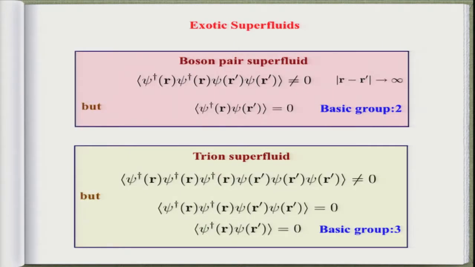Okay? Now, do we have a situation like this? We have a superfluid where we have the off-diagonal long-range order in a two-body density matrix, but not a one-body density matrix. Okay? Or can we have the trion superfluid? Namely, it has it in the three-body density matrix, but not two and not one. Okay? So in other words, do we have superfluid bosons, not fermions, okay? With basic group 2 or basic group 3? Okay? That's the question I want to ask.